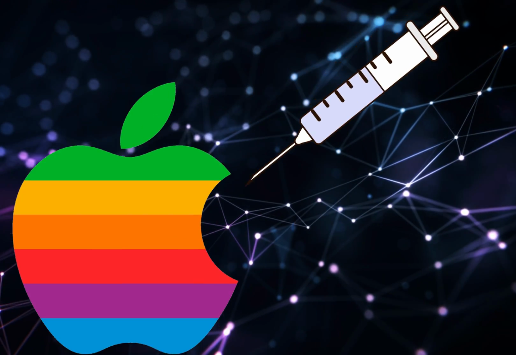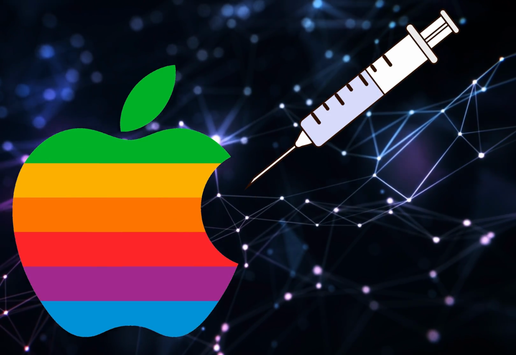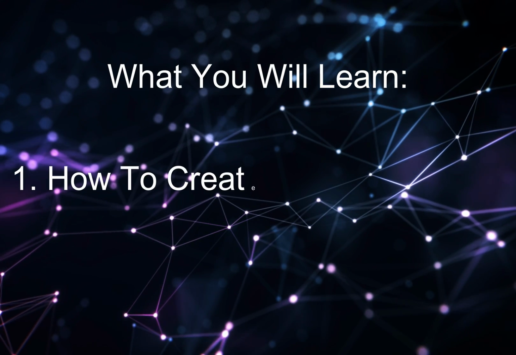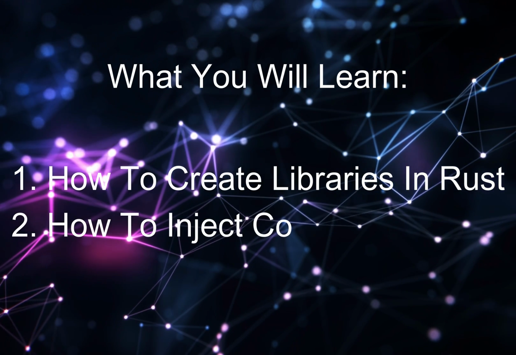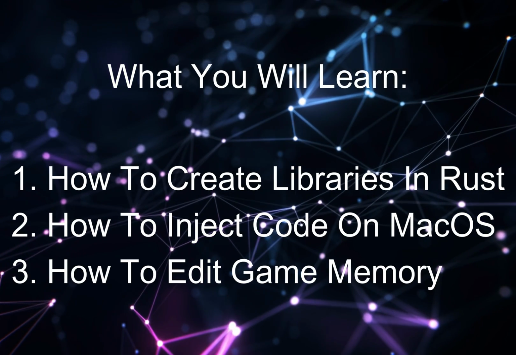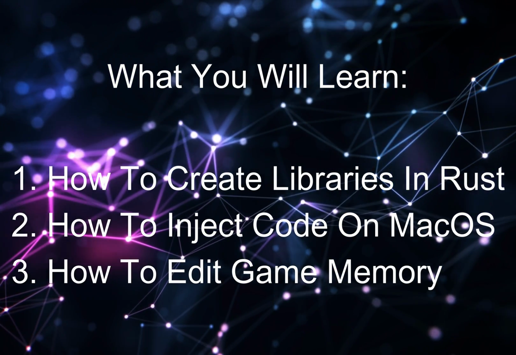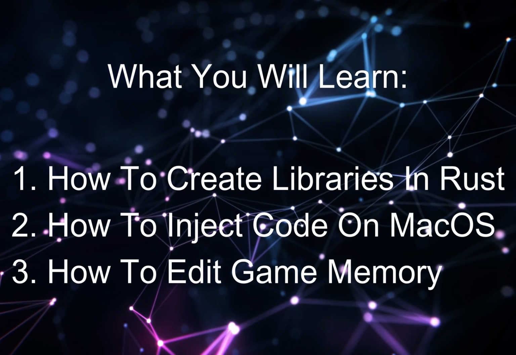Today we'll be writing an internal trainer in Rust for macOS. This tutorial builds on our previous external trainer tutorial, and by the end of it you should have a better understanding of how to craft libraries in Rust and how to inject those libraries into application space in order to edit memory and have a working internal trainer.